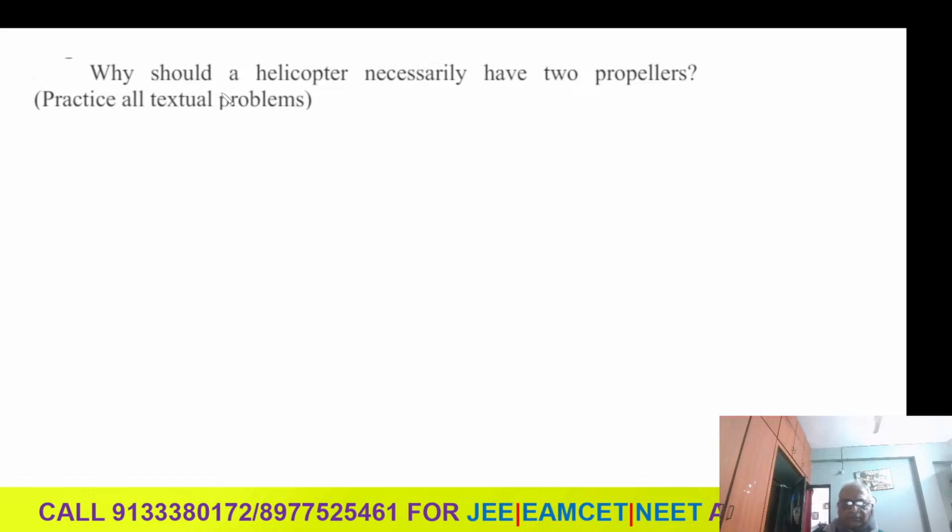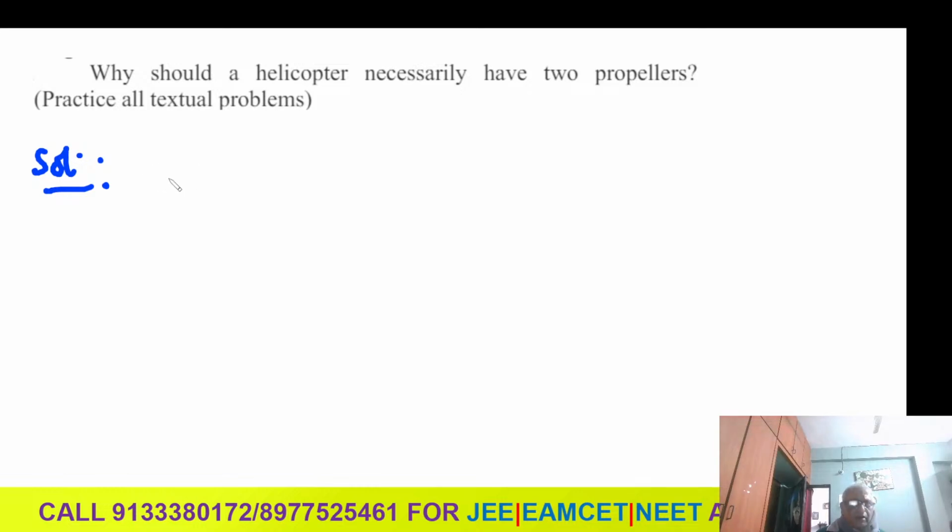Next question. Why should a helicopter necessarily have 2 propellers? This depends on angular momentum. Angular momentum means moment of momentum; in chemistry you will also learn what angular momentum is. L is nothing but mvr, mass into velocity into radius. That is called angular momentum.